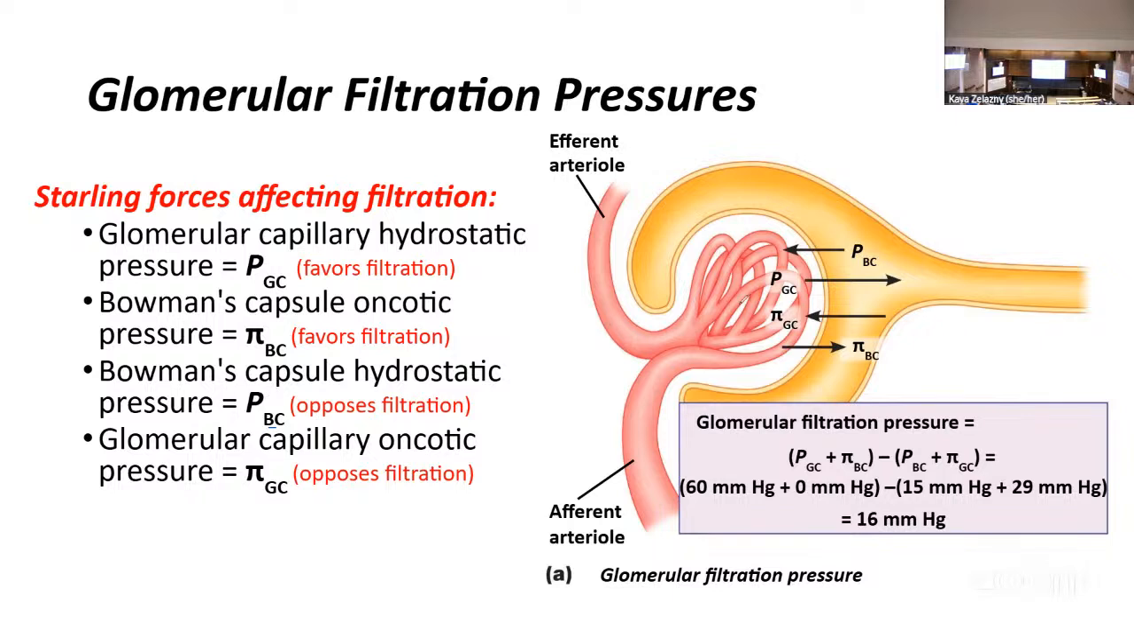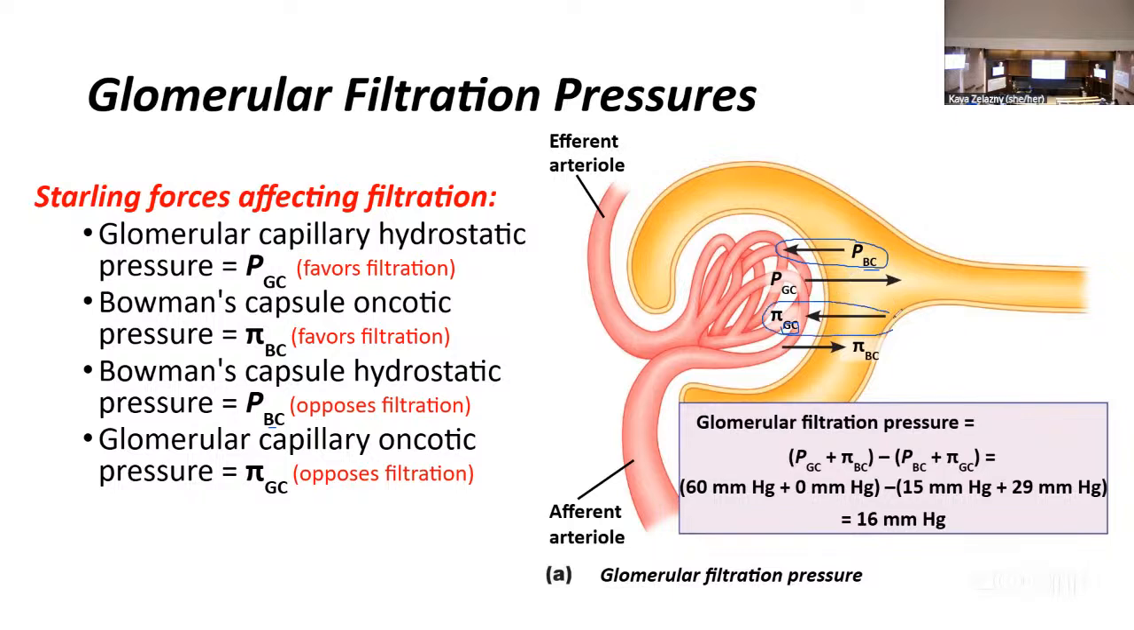So big P is our push. The subscript tells us the location. So from Bowman's capsule, we have a push back towards the capillary, opposing filtration. Okay. And we also have a pull that opposes filtration. So that pull is coming from the glomerular capillary system. So that's our location. Pi is for pull, our oncotic pressure here. So the proteins that we're leaving behind in the capillary as we filter out fluid are going to say, wait, let's keep some of that fluid with us. That's going to be another force opposing filtration.